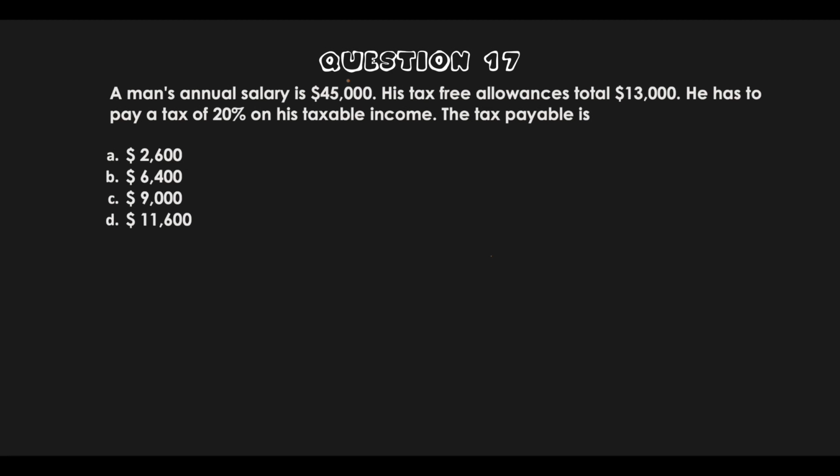So a man's annual salary is $45,000. His tax-free allowances total $13,000. So this part is tax-free. He has to pay a tax of 20% on the taxable income. So in order to find the taxable income, we must take the income and subtract the tax-free one. So once we do that, we're gonna get $32,000. So this part is what's taxable.